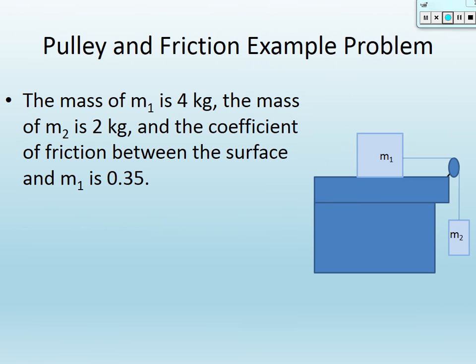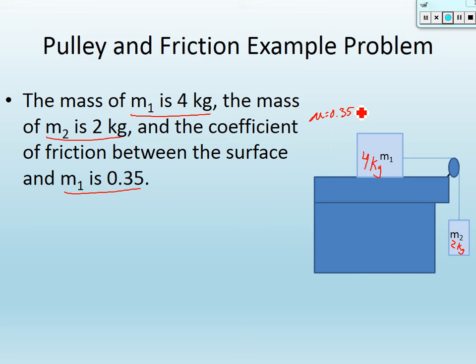So I've got an example problem that's in your book. So please be following along in your guided notes here, chapter 4. Okay, this is an example problem. So let's go through it together. It says the mass of M1 is 4 kgs. I would like to see you guys write that in the block, 4 kgs. The mass of M2 is 2 kgs. And the coefficient of friction between M1 and the surface is 0.35. So let's put that over here. Mu is equal to 0.35.